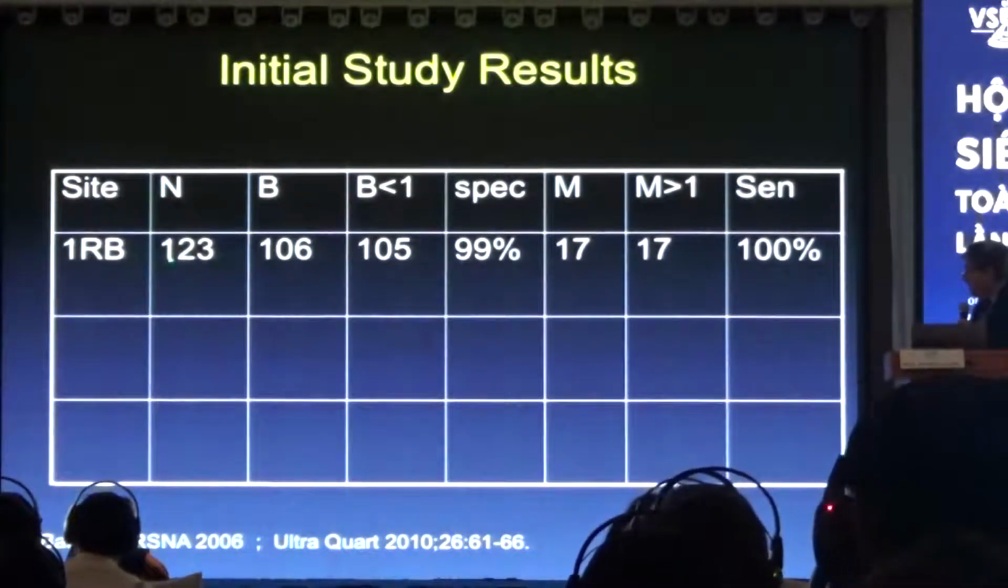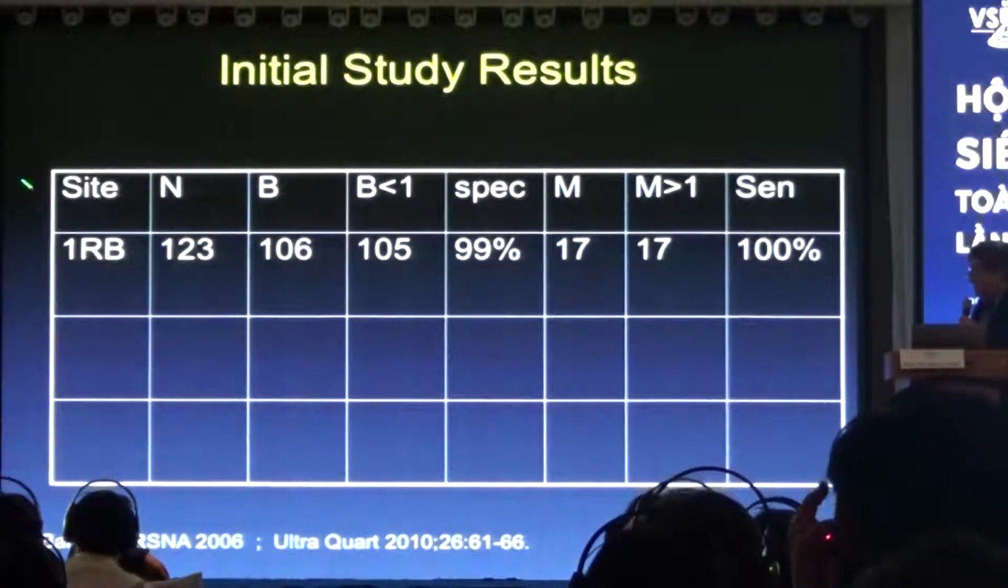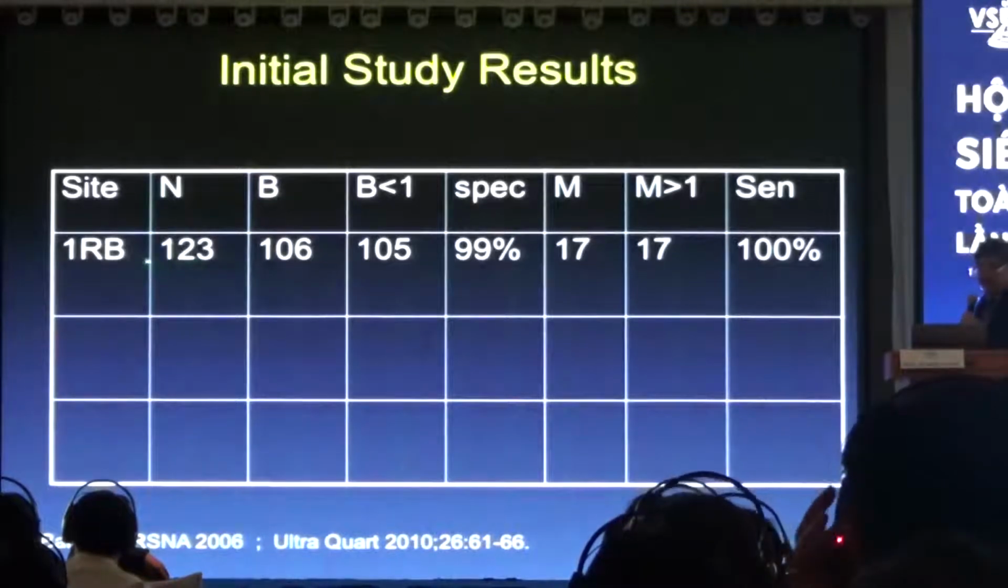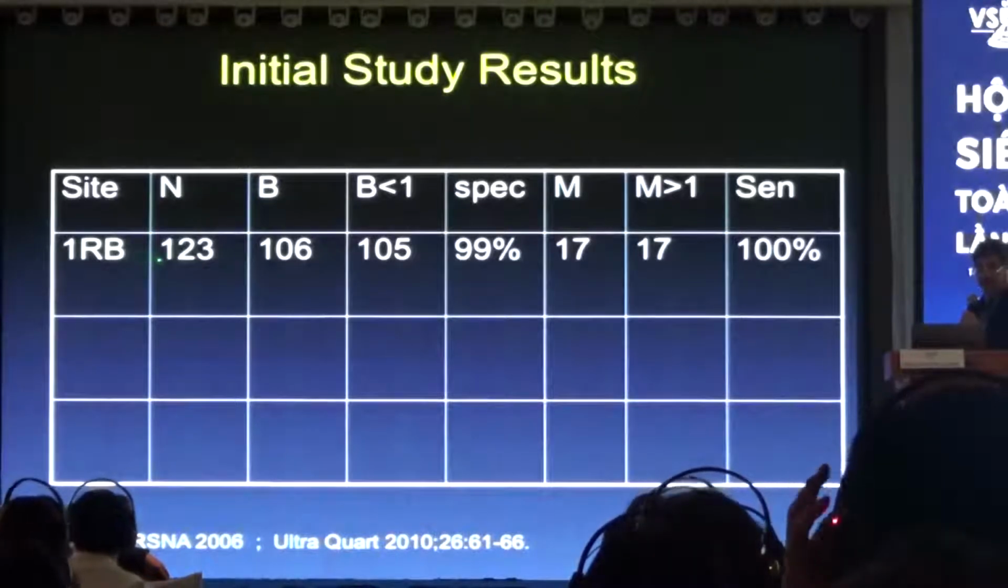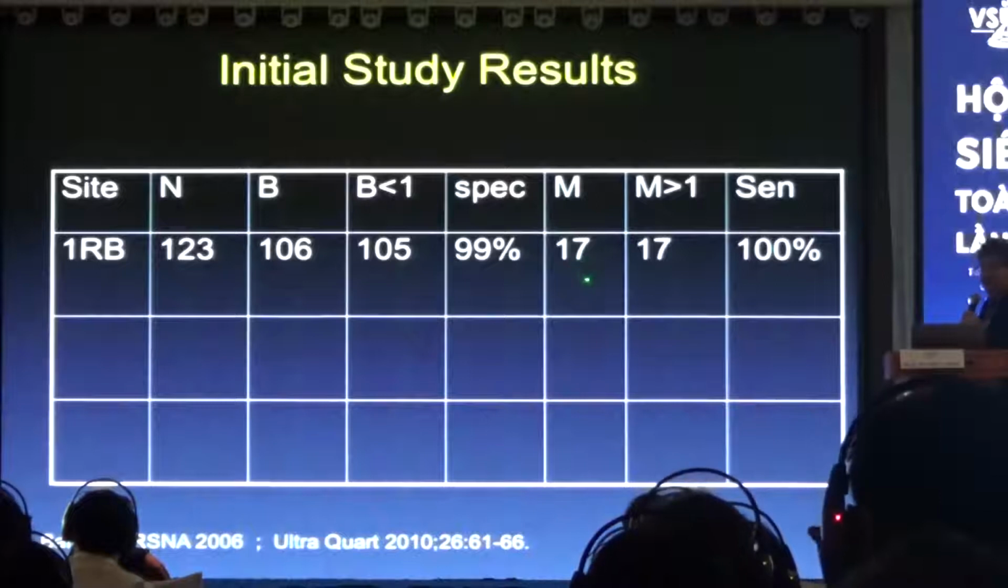We did a study we presented at RSNA in 2006. We looked at 126 lesions that were sent to us for an ultrasound-guided breast biopsy. 106 of them were benign on pathology, and 17 were malignant.